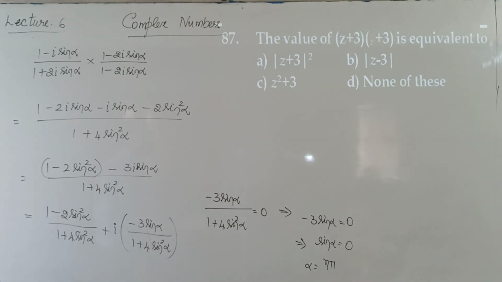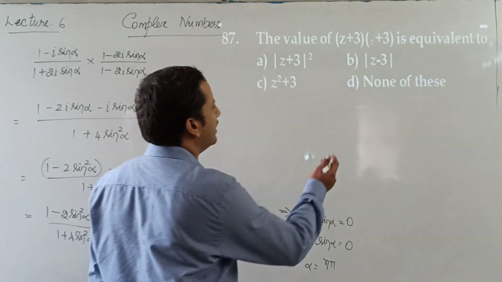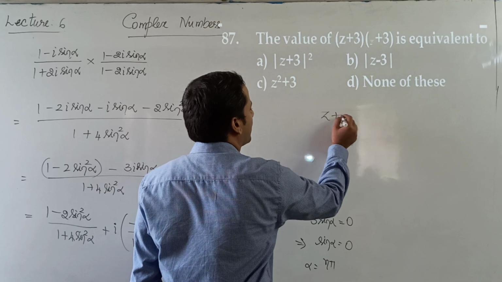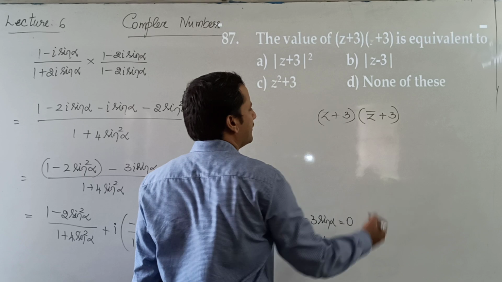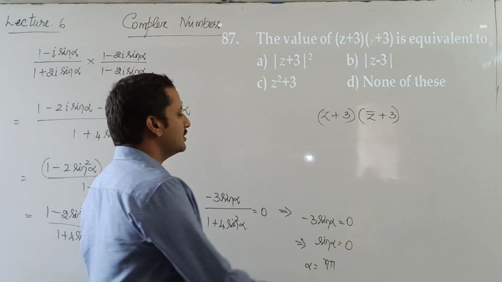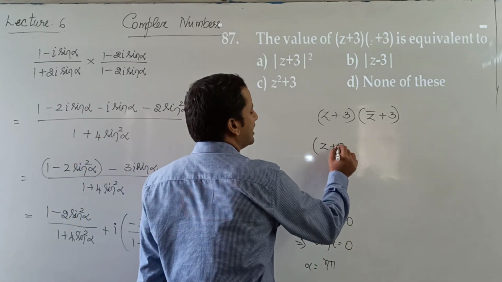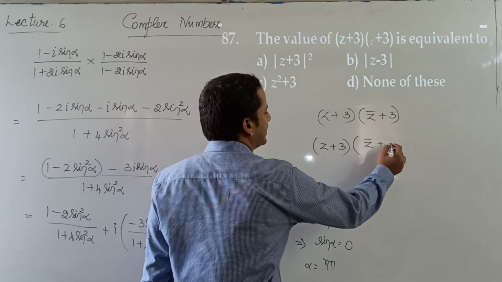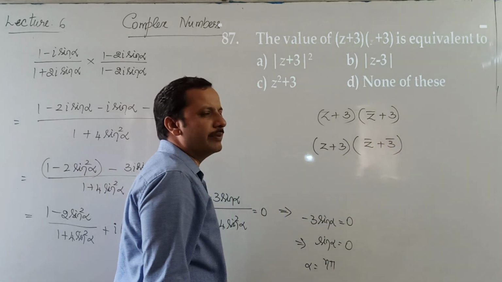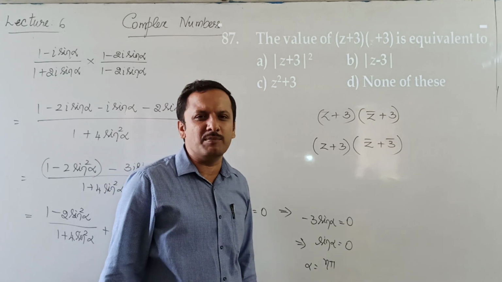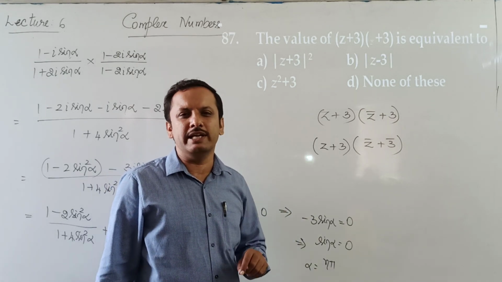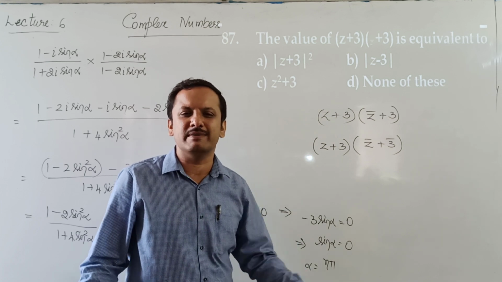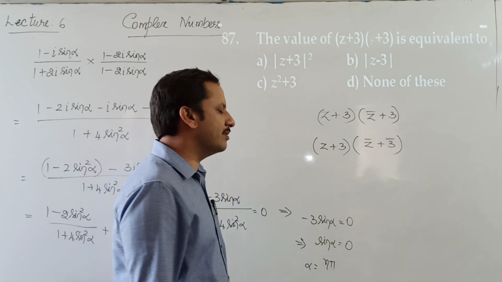The value of (z plus 3) into (z bar plus 3) is not visible properly. Z plus 3 into z bar plus 3. Okay, so now z plus 3 into z bar plus 3 can be written as 3 bar, because 3 is a complex number which can be written as 3 plus i into 0. What is its conjugate? 3 minus i into 0, which is same as 3, right? So 3 can also be written as 3 bar.